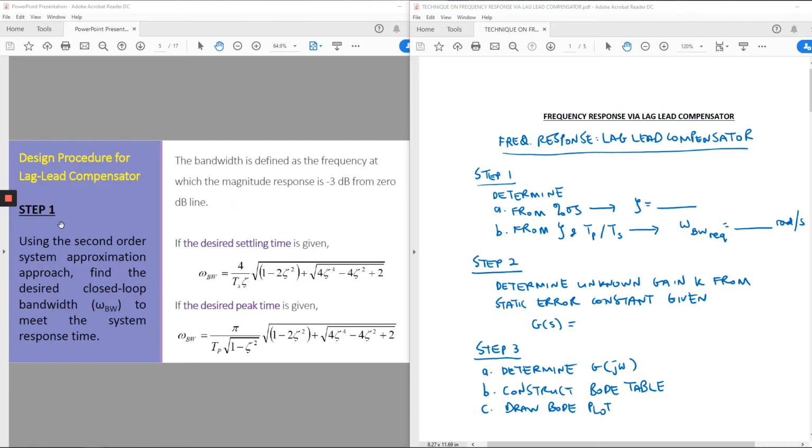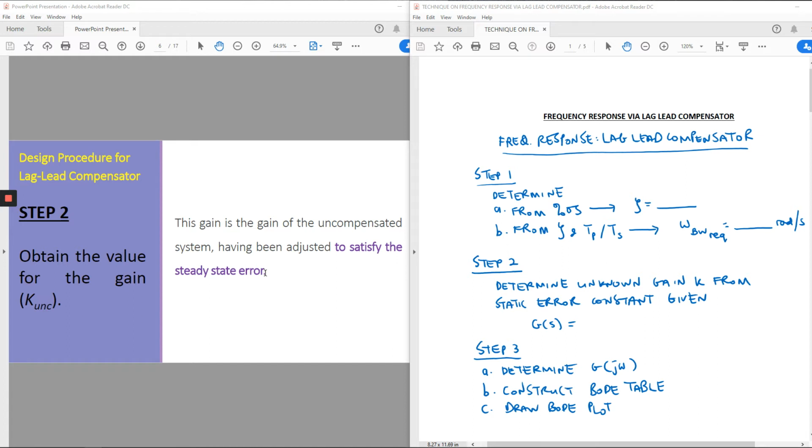For step 1, we need to determine the damping ratio from percent of overshoot. And based on this damping ratio, we determine the required bandwidth frequency using the damping ratio and also the value of either peak time or settling time. If you are given the settling time as the design requirement, you use this formula to determine the bandwidth frequency together with the damping ratio value. Otherwise, if you are given peak time in the question, you use this formula together with the damping ratio value to determine the required bandwidth frequency.